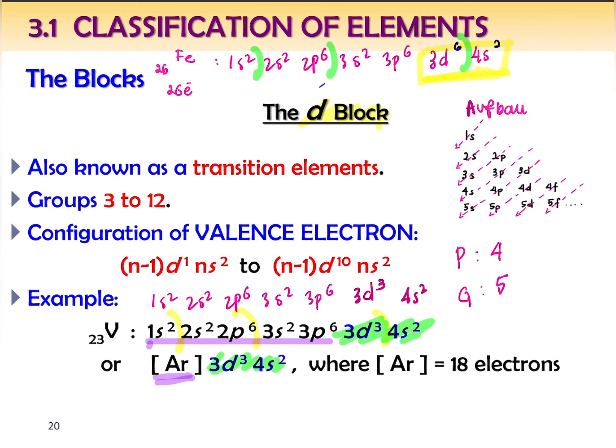Right, so the valence electron is in these two orbital. Okay, so the total here is 5 valence electron. So untuk S dan D block kita boleh ambil directly. So itu adalah dia punya group.